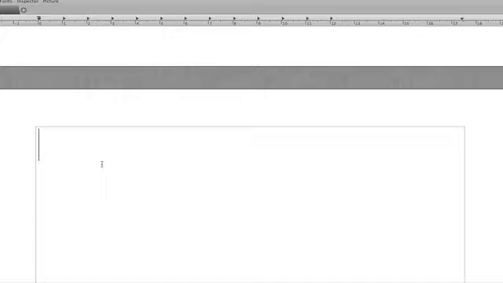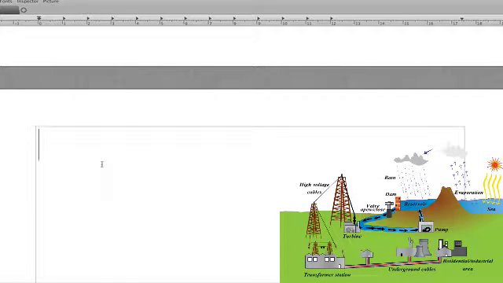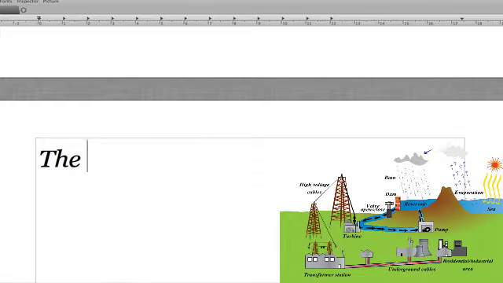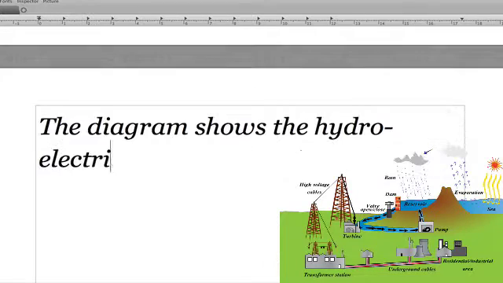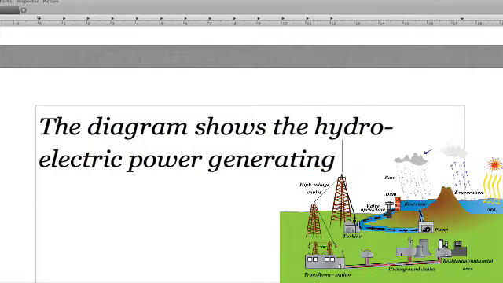So as you know, the first couple of sentences provide an overview of what the data source is showing, and then reveal any broad trends or broad details that we might want to include as part of the overall description of the data source. So the diagram shows the hydroelectric power generating process.